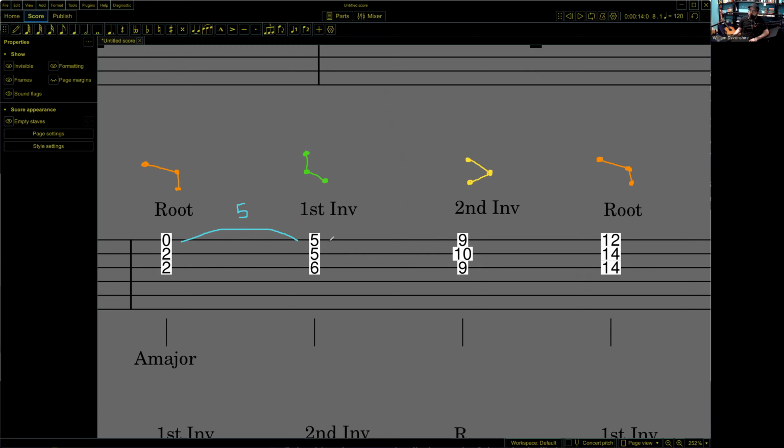Okay, now if we go from here to here, from the first inversion to the second inversion, it's going to be a distance of 4. 5, 4. And then from 9 to 12, we have a distance of 3. So pretty easy, 5, 4, 3.